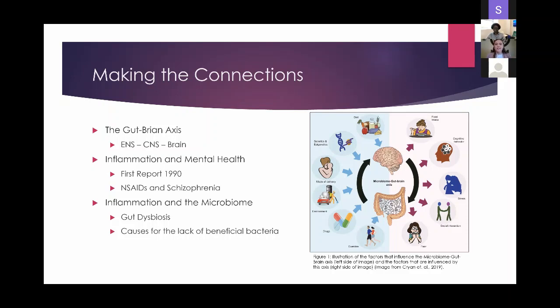Then the other thing is poor diet, and poor diet for the microbiome is one that just doesn't give the microorganisms in your stomach or in your body the nutrients that they need to thrive and live. So this is something like a low fiber diet.